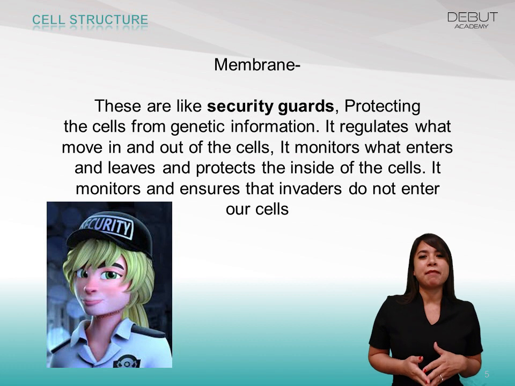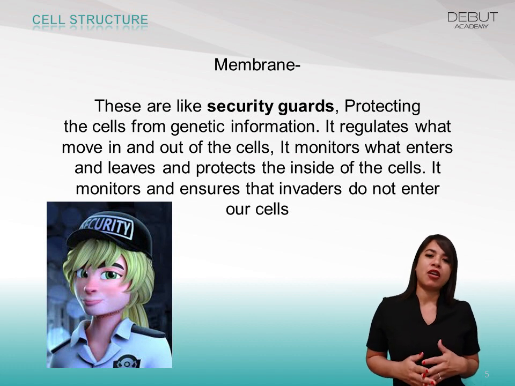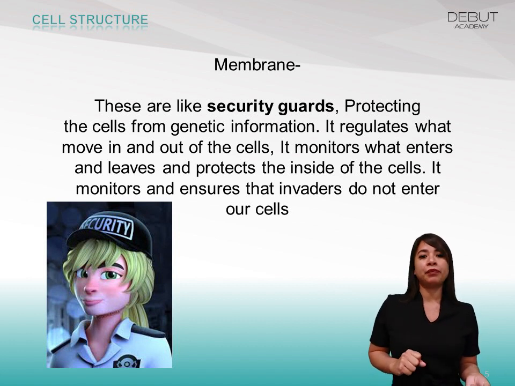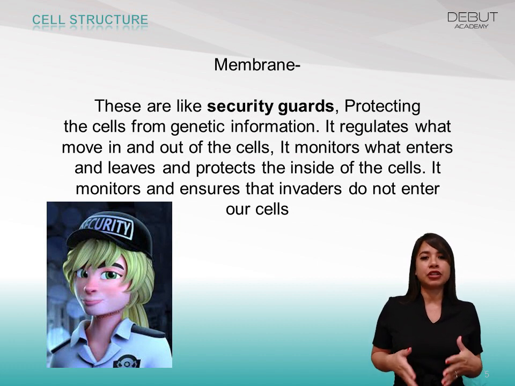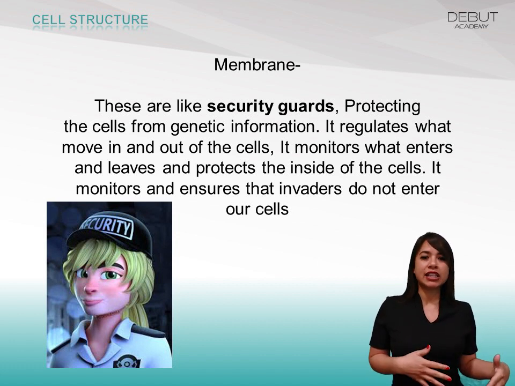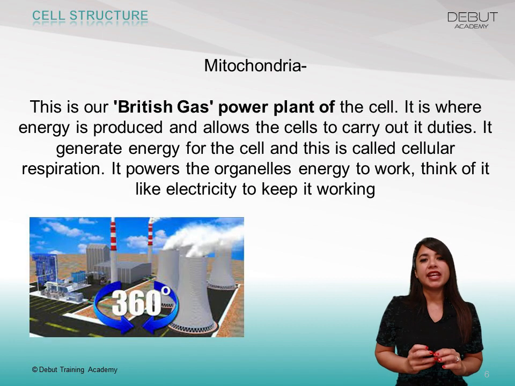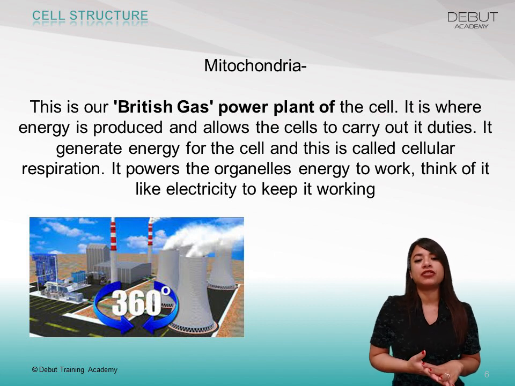The next part is the membrane. Now the membrane is like our security guards, and what do security guards do? They stop people from coming in and out that they don't want. And that's exactly what they do as well. So the membrane is like a little security guard that lets what we need into our cells and stops bacteria and foreign invaders coming in and destroying our cells or killing them off or doing anything that they would like to do.